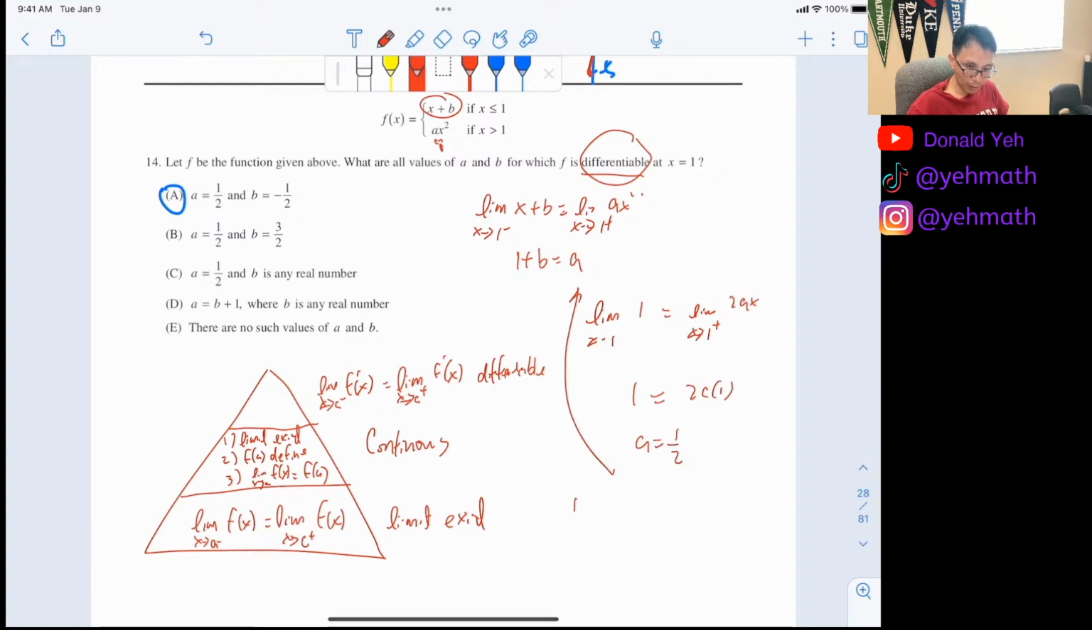Plug it in. 1 plus b equal to 1/2. B must equal to -1/2. So the answer is the correct choice. Now, you have to understand the pyramid. If you don't understand the pyramid, write it down now. Okay, you have to understand the pyramid. If you don't write it down, that's usually a lot of questions coming from there.